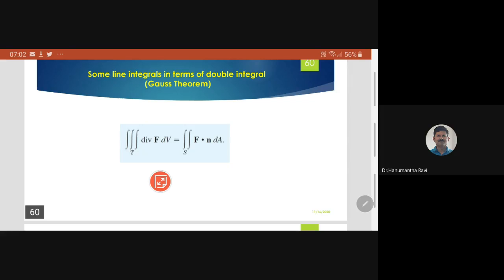So this is the overview of the standard theorems of vector integral calculus: Green's theorem, Stokes theorem, and Gauss divergence theorem.